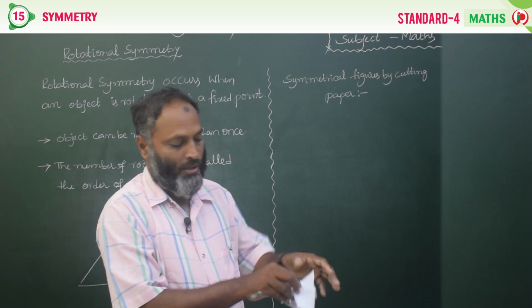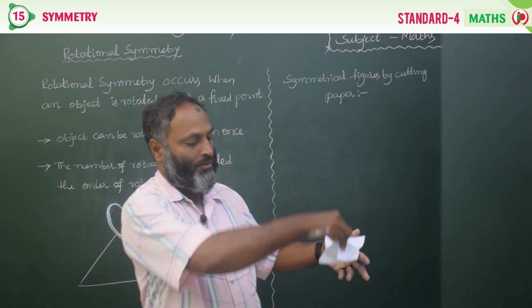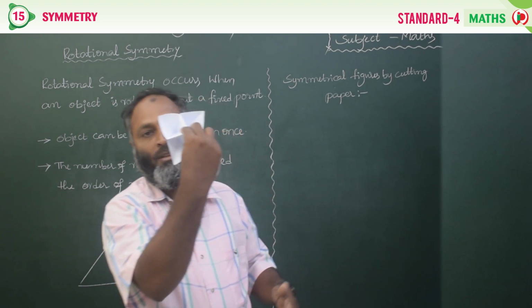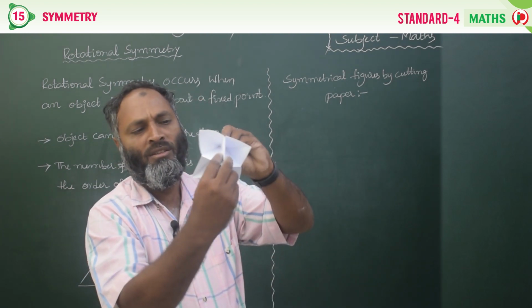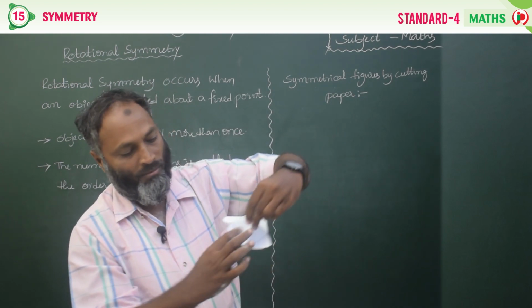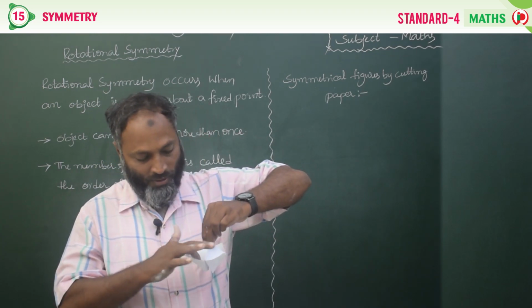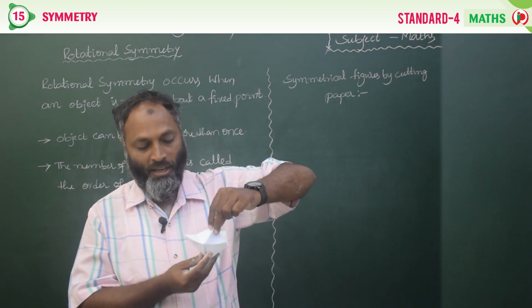This is 1 cup, this is 1 cup, this is 1 cup and this is 1 cup. These 4 identical cups you will form. So this is about identical cups: 1, 2, 3, 4. 4 identical cups.